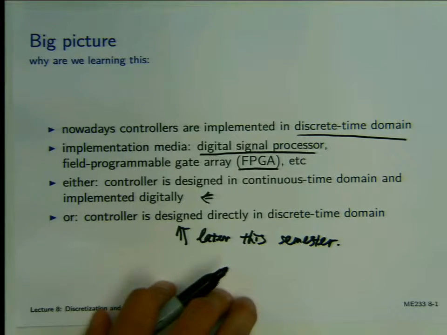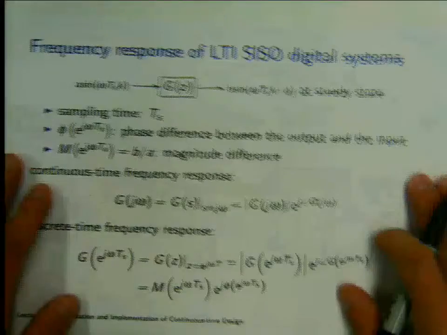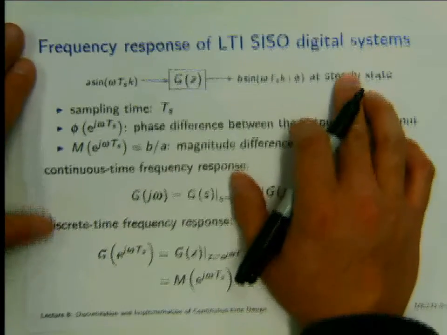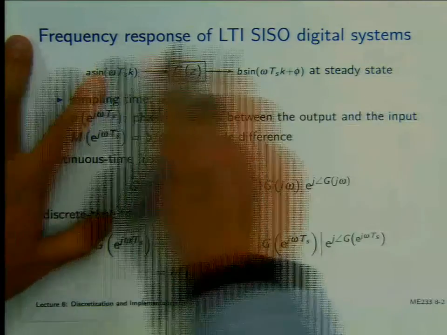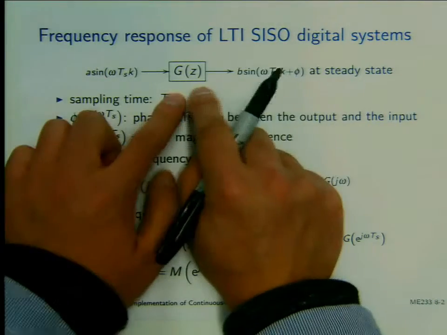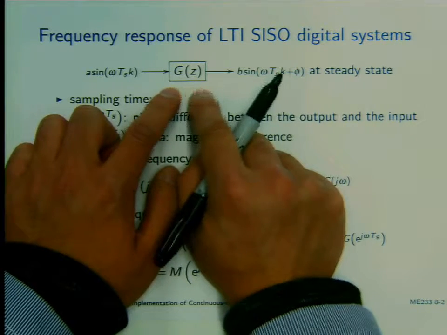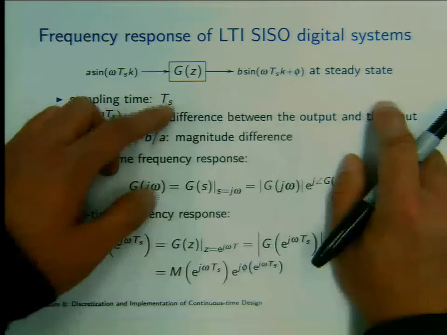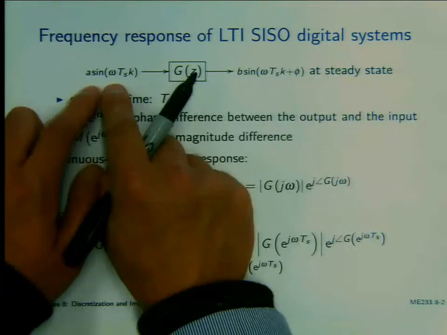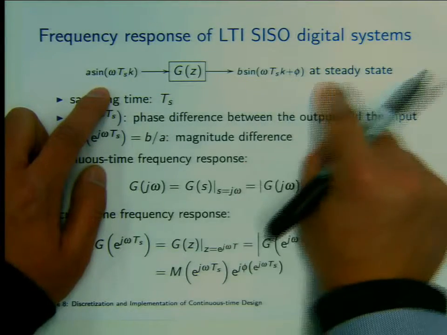Okay. So let's see how we can discretize a continuous time plant. To understand that, I have to do a short review of frequency response for discrete time systems, digital systems. Suppose this is the transfer function, a linear time invariant transfer function G of z for a system. For a discrete time system, if the input to the system is a sinusoidal signal, then the output will also be a sinusoidal at the steady state.